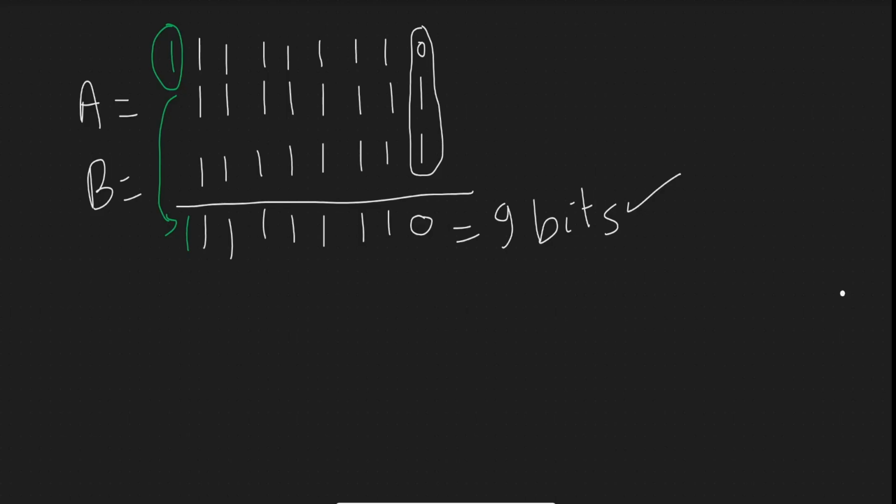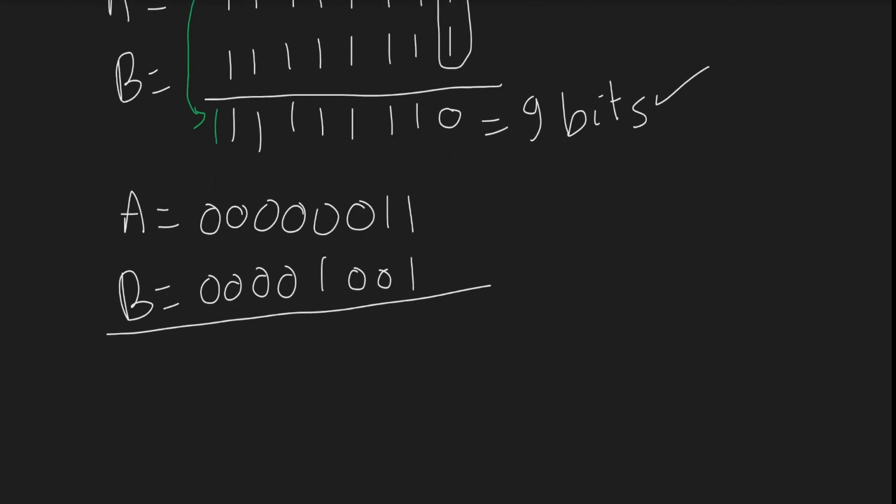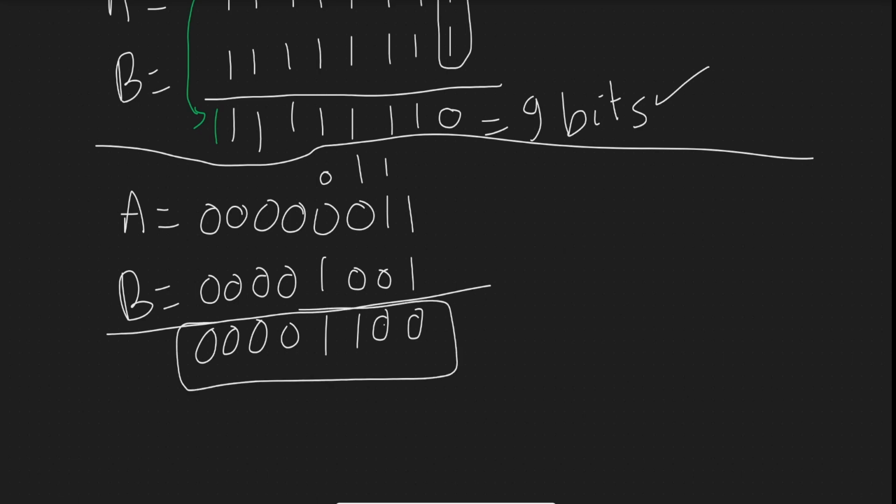Let's see if A is 0, 0, 0, 0, 0, 0, 1, 1, and B is, I'm just making it up randomly, 0, 0, 0, 0, 1, 0, 0, 1, let's say. So let's add them and see what we get. This is what we're supposed to get: 4 zeros, 1, 1, 0, 0. So let's first start with A: 6 zeros from the left, then 1, 1.